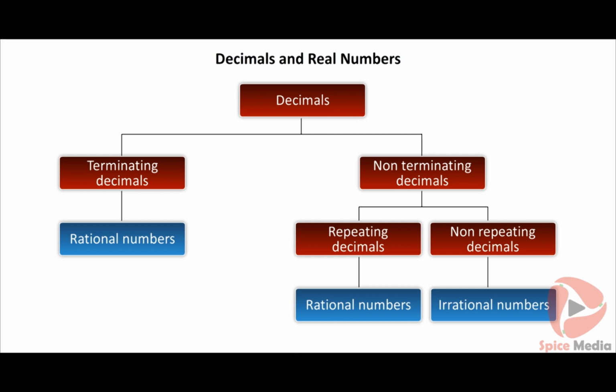Now let us summarize the classification of decimals and their relation to real numbers. Decimals are broadly classified as terminating and non-terminating decimals, where terminating decimals are rational numbers. The non-terminating decimals are further classified as repeating and non-repeating decimals. Among them, repeating decimals are also called rational numbers, and non-repeating decimals are called irrational numbers.